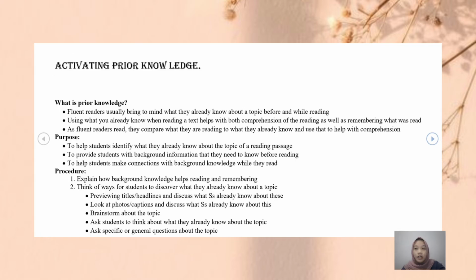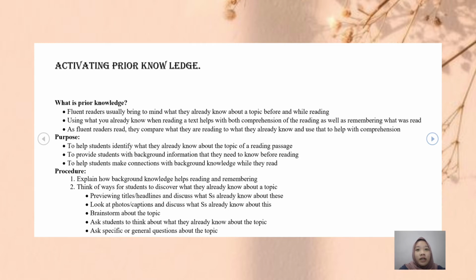The second is activating prior knowledge. What is prior knowledge? 1. Fluent readers usually bring to mind what they already know about a topic before and while reading. 2. Using what you already know when reading a text helps with both comprehension of the reading as well as remembering what was read.